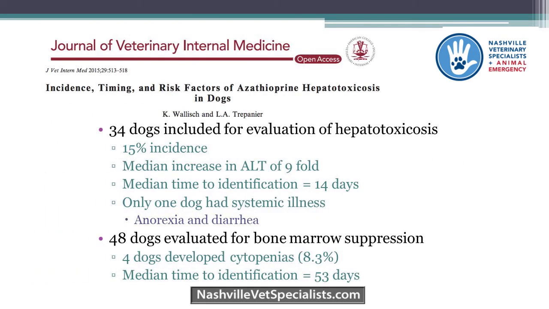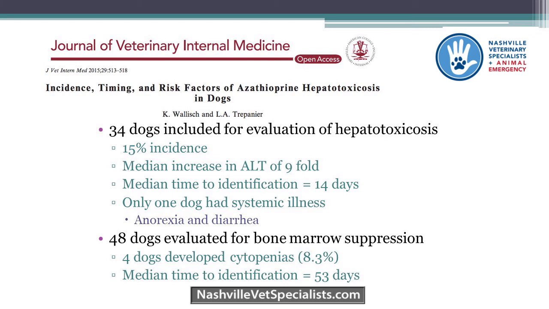So this is out of the Internal Medicine Journal, but they did the incidence, timing, and risk factors of azathioprine hepatotoxicosis in dogs. There was 34 dogs in the study, and there was a 15% incidence of hepatotoxicosis, and their definition of toxicosis was a greater than 2-fold increase in your ALT. 15% incidence, pretty high for something scary. And then the median increase of ALT was 9-fold, so we're talking like scary numbers when you're monitoring their blood work.